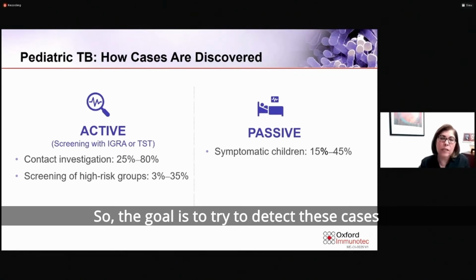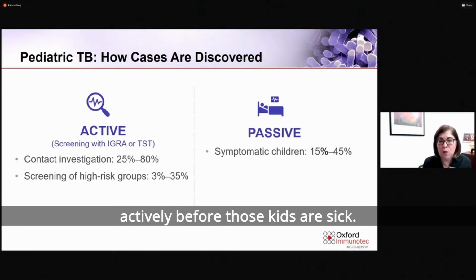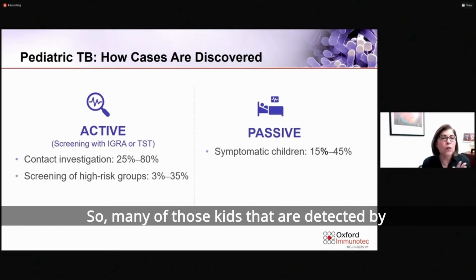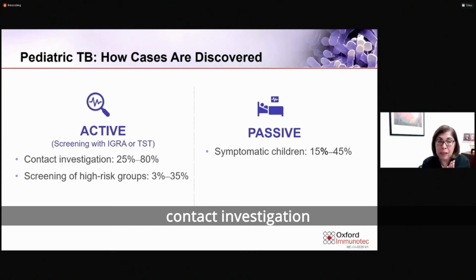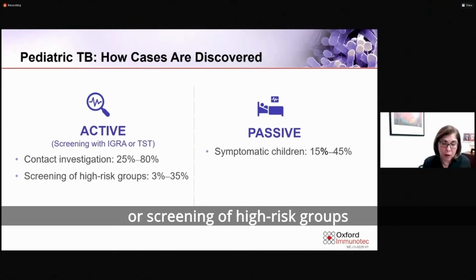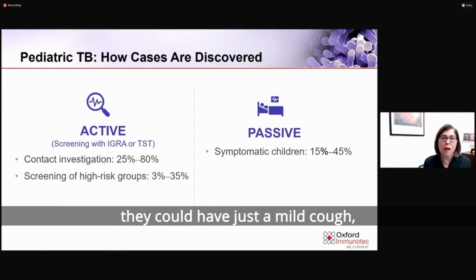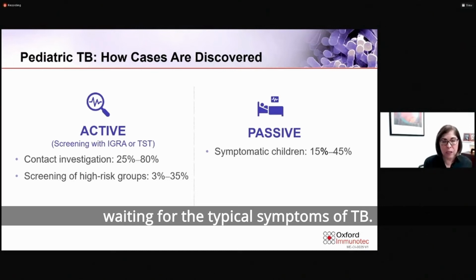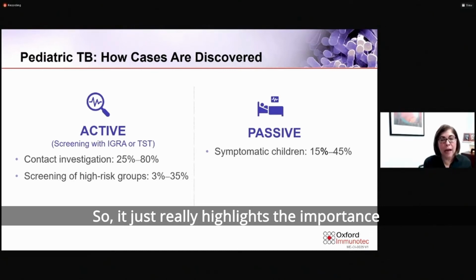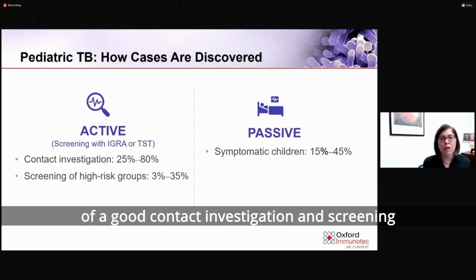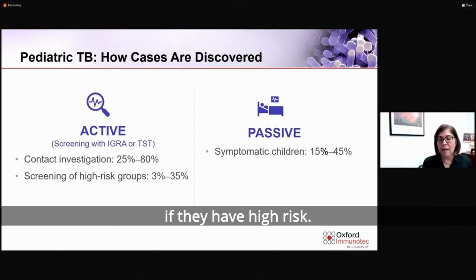So the goal is to try to detect these cases actively before those kids are sick. So many of those kids that are detected by contact investigation or screening of high risk groups have no symptoms, or have very mild symptoms. They could have just a mild cough, and they could be missed if you're waiting for the typical symptoms of TB. So it just really highlights the importance of a good contact investigation and screening if they have high risk.